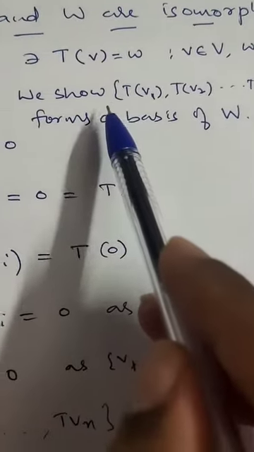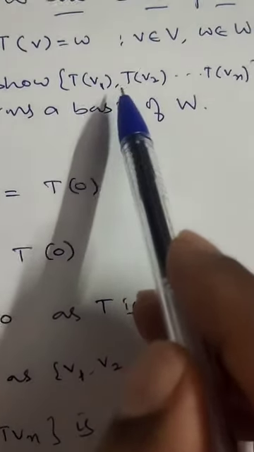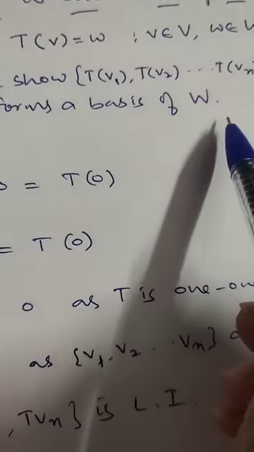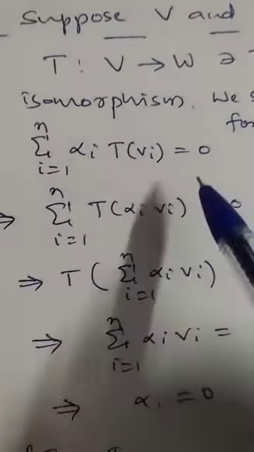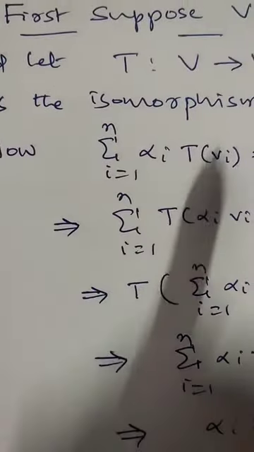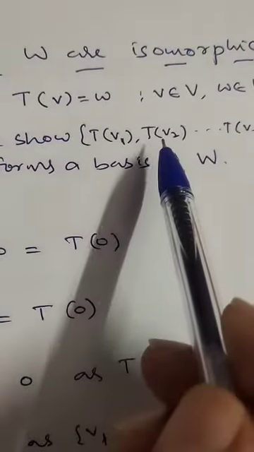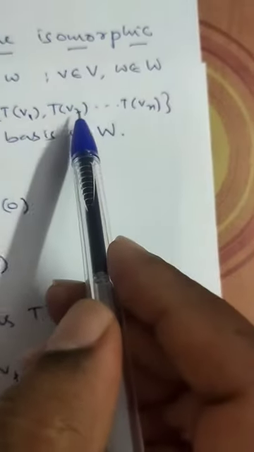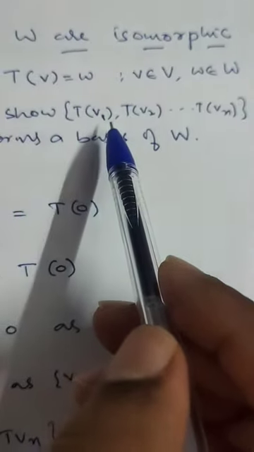Okay. We show that the image vectors T of V1, T of V2, etc., T of Vn form a basis of W. For this, let's consider the following. First we show these vectors T of V1, T of V2, etc., T of Vn are linearly independent. Then we show that they span W.